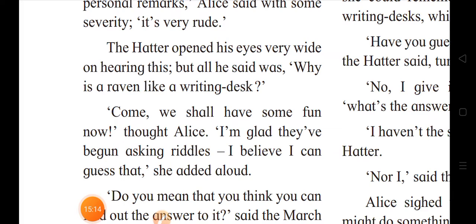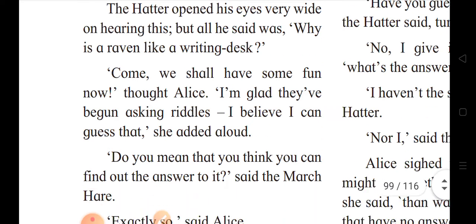I'm glad they have begun asking riddles. So she's saying that she is glad, and glad means happy. Even she says, "I believe I can guess that," she added aloud. So she said that she can guess whatever is the answer of all those riddles they are asking.